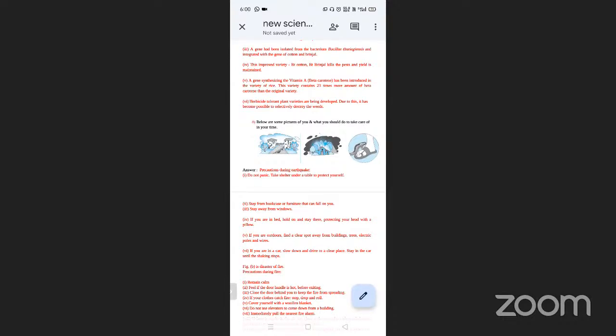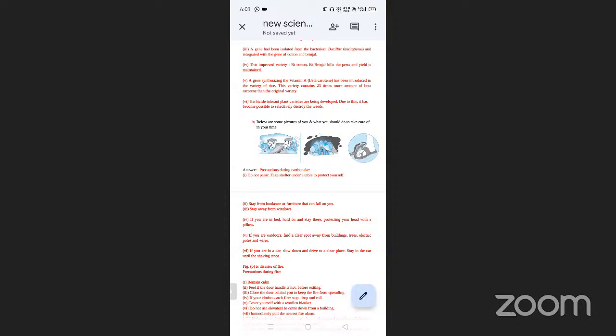Precautions during earthquake. First, do not panic. Take shelter under a table to protect yourself. Second point, stay away from the bookcase or furniture that can fall on you. Third point, stay away from windows. Fourth point, if you are in bed, hold on and stay there, protecting your head with a pillow.